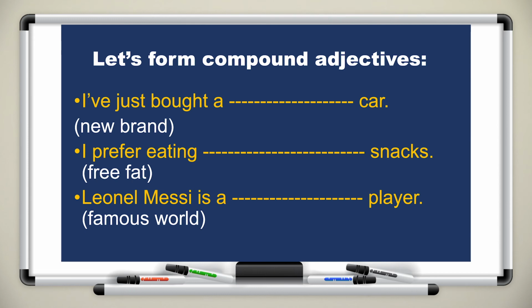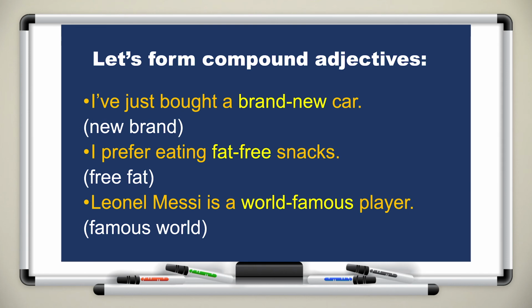Now you have the words, all you have to do is to combine those words together to create a compound adjective. Take your time and let's take a look. Now the first sentence is, I've just bought a brand new car. So brand new is a compound adjective because it describes the car as new, but I said brand new. So it's an adjective with two words instead of one.